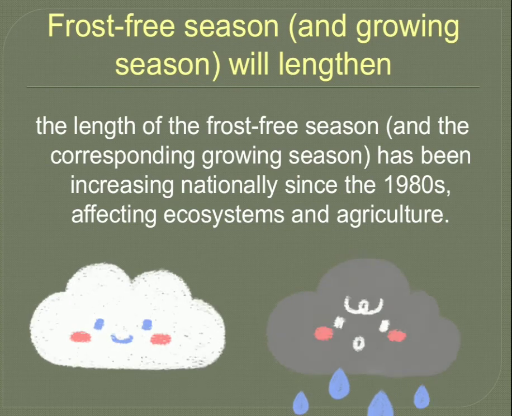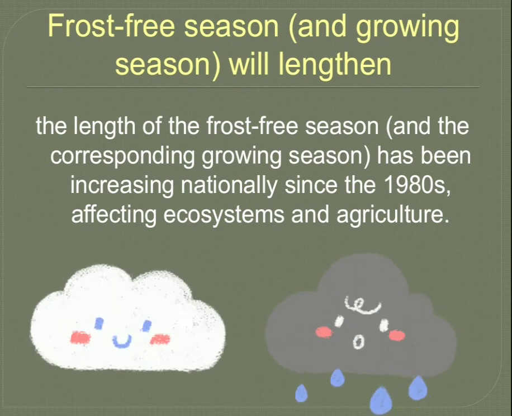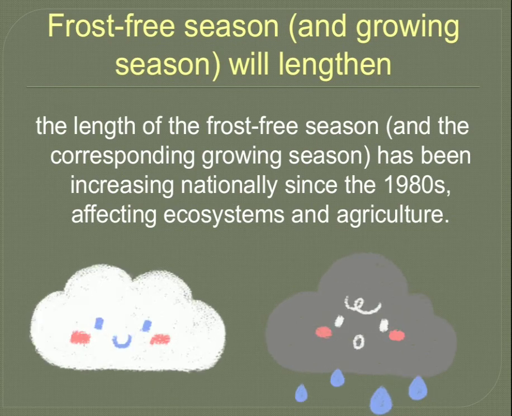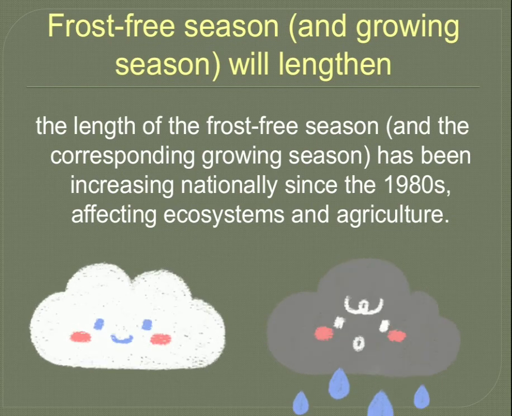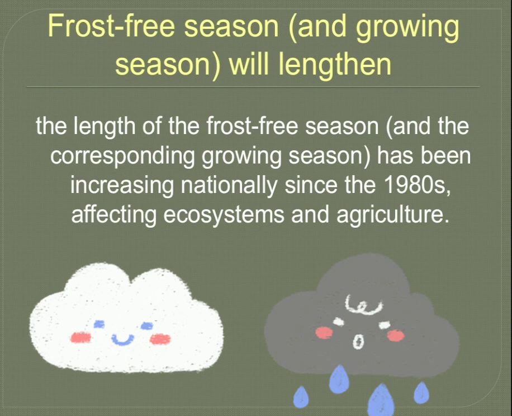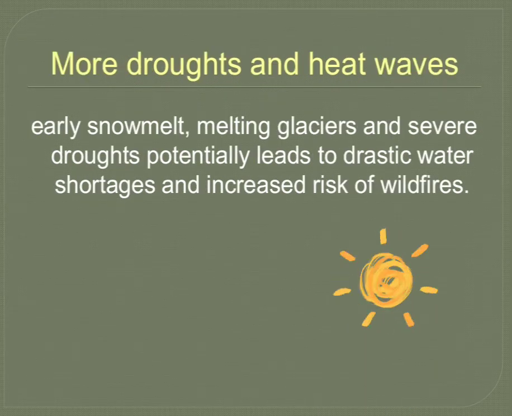Another effect of global warming is that the frost-free season and growing season will lengthen. The length of the frost-free season and the corresponding growing season has been increasing nationally since the 1980s, affecting ecosystems and agriculture. Because of climate change, there will be more droughts and heat waves.